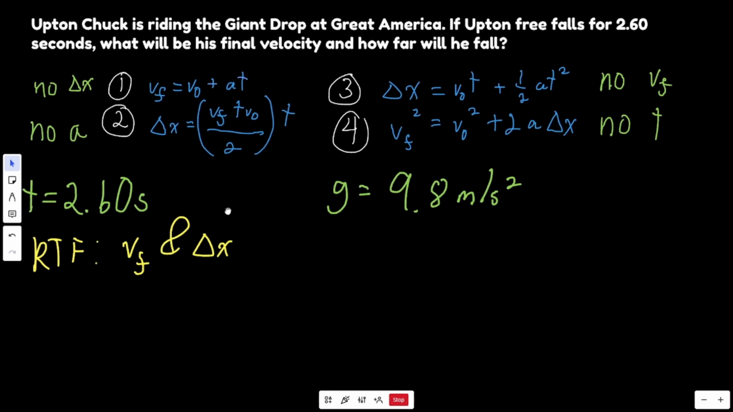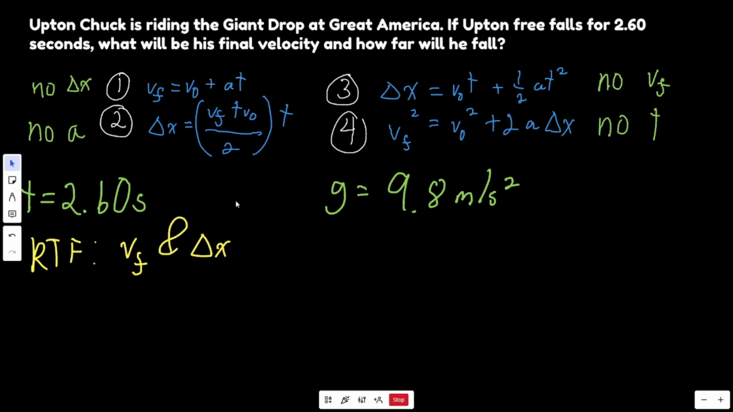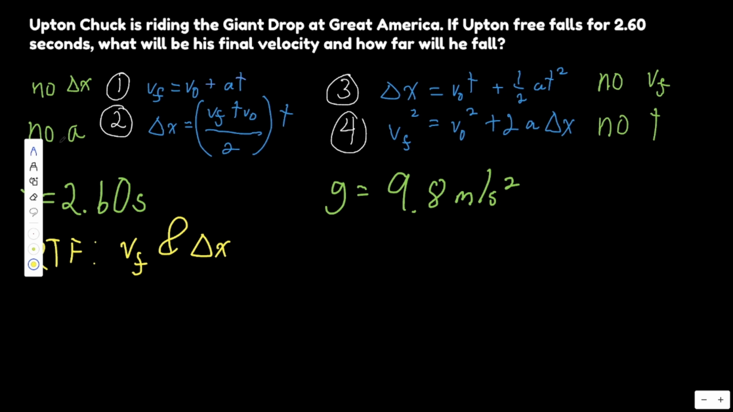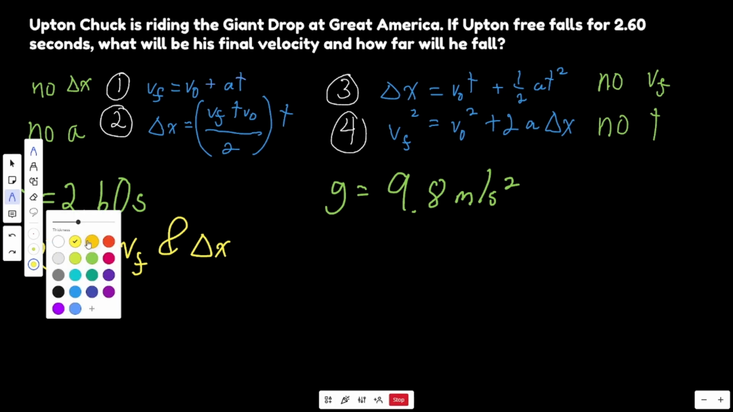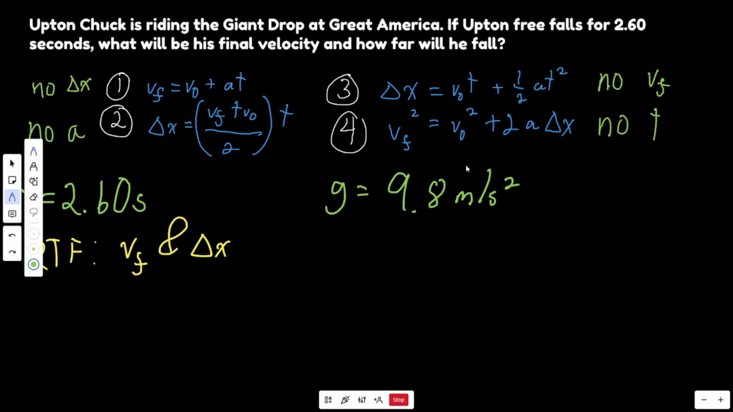Now, an important part of free fall is that we have to pay attention to the nature of the object being dropped. It's not actually always being dropped. I can throw an object going down and it would still be in free fall. So it's important to know if the object has an initial velocity or not. So now we have to go back to the question. Reading the whole thing, we see that Upton Chuck is riding the giant drop. Drop is your keyword here. To drop something means you're holding it in place and then you're going to let go, meaning it starts off at rest, meaning our initial velocity is actually 0.